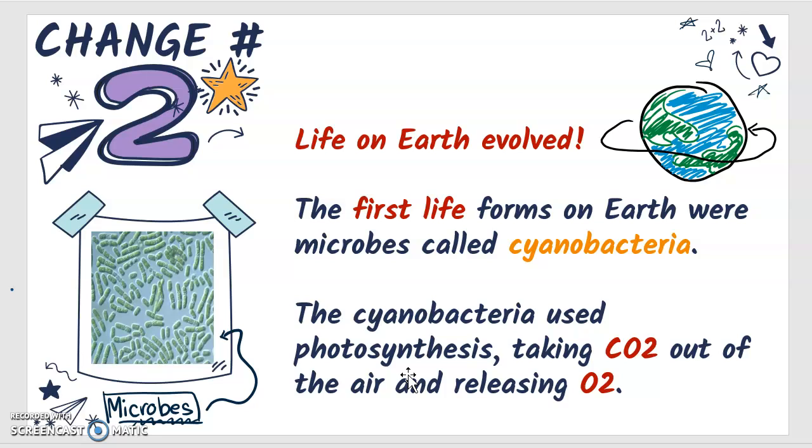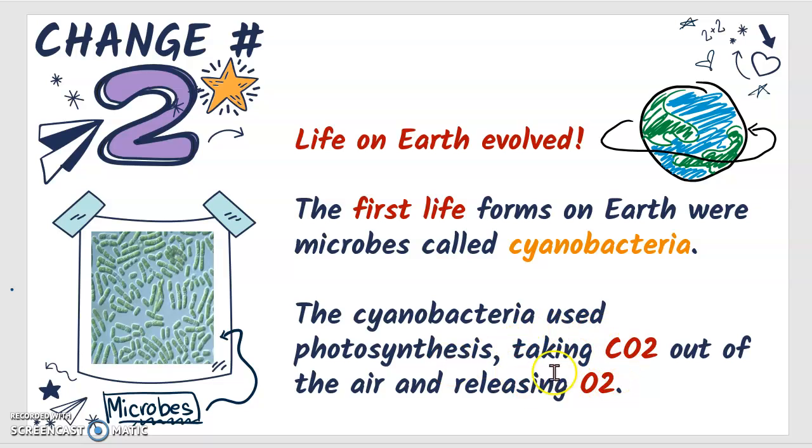What happens next? Because of that, life on Earth evolved. The first life forms on Earth were microbes called cyanobacteria. These cyanobacteria are capable of performing photosynthesis. What is photosynthesis? This is the process wherein plants make their own food. Photosynthesis makes use of carbon dioxide and releases oxygen.